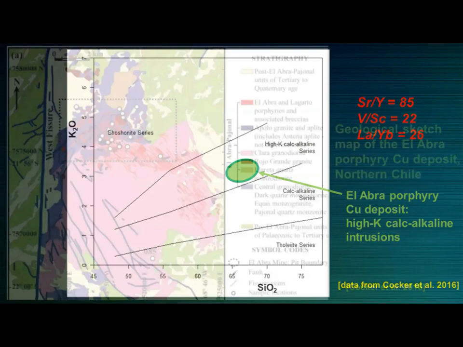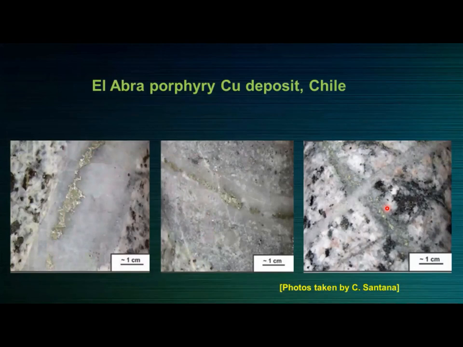Yeah, I don't want to talk too much about the map. You probably know it better than me. But more importantly, just to show you some samples of the granodiorites from El Abra. I got them from Carlos Santana, who did his MSc thesis there. And the rocks there are high potassic calc-alkaline in composition, and the petrographic rock type is granodiorite.